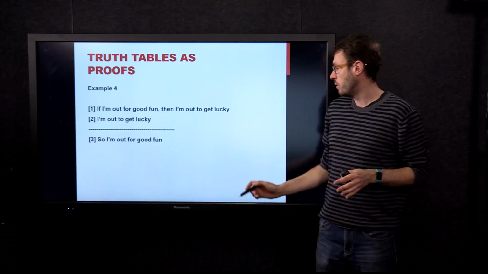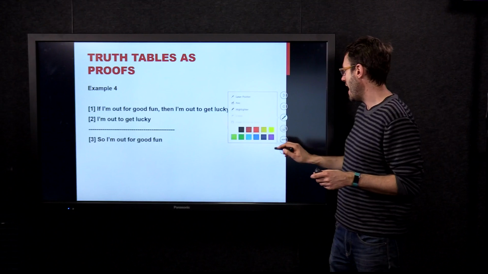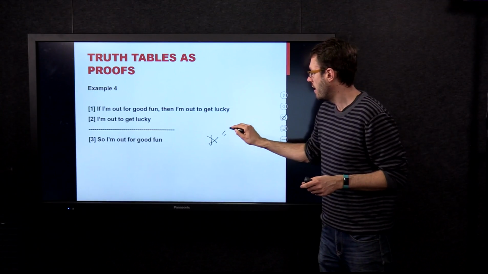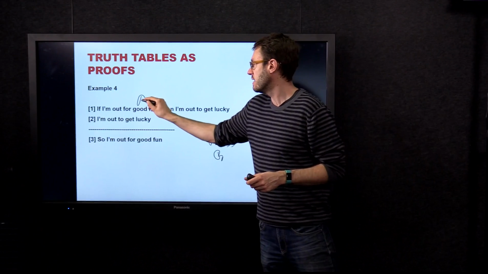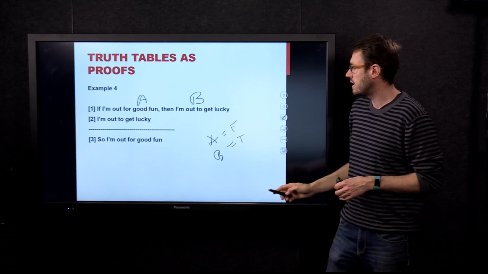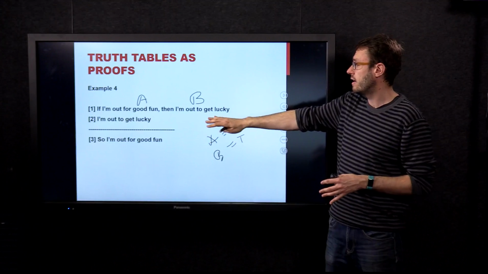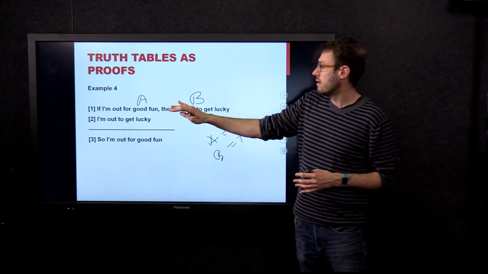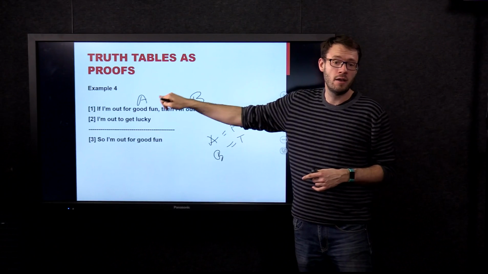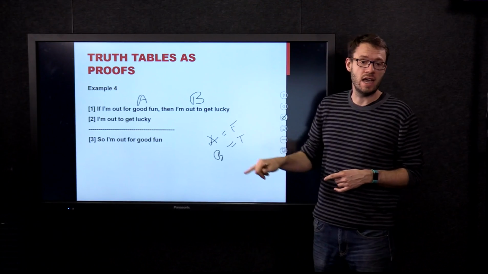The counterexample, which was the case in which A equals F and B equals T, where A is "I'm out for good fun" and B is "I'm out to get lucky." The sort of common sense counterexample here is that this argument is going to fall over when I am not out for good fun, but I get lucky anyway, right?